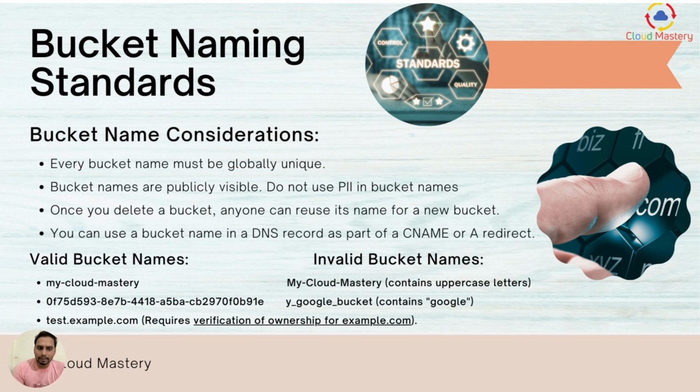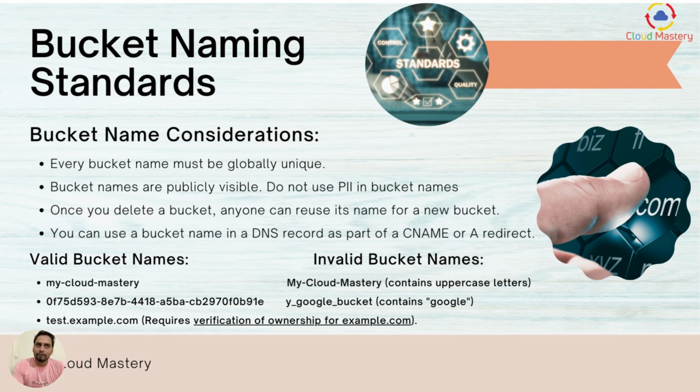The cloud storage bucket name is globally unique, meaning that you cannot have a cloud storage bucket name which already exists, not only within your project, but globally across any GCP project basically. So it's basically globally unique. So you cannot have duplicate names for cloud storage buckets. And bucket names are publicly visible.